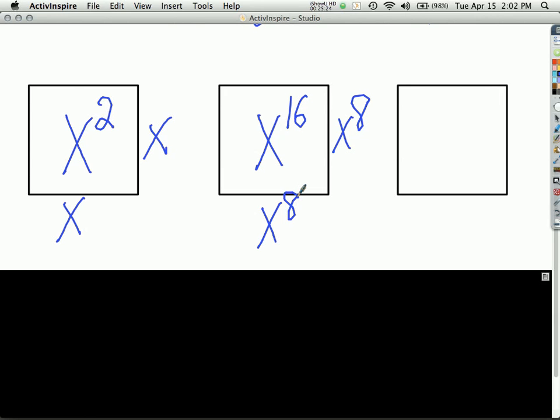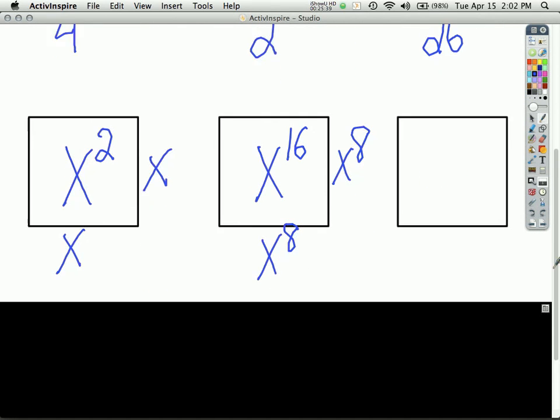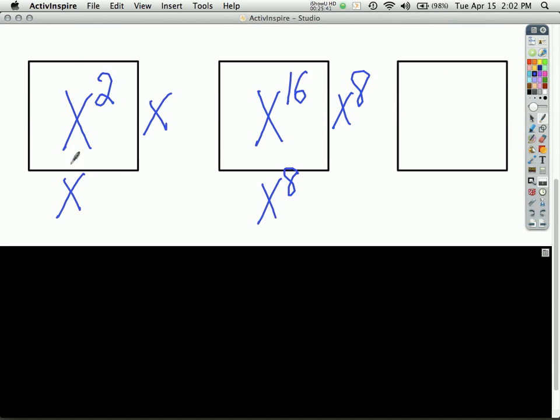But why? Why do we add them this time when clearly before we were multiplying? 4 times 4 is 16, 2 times 2 is 4, 26 times 26 is 676. So I'm supposed to multiply this. X times x is x squared. X to the 8th times x to the 8th is x to the 16th? You're in the ballpark. You're in the right ballpark, in the right area, with the wrong name.